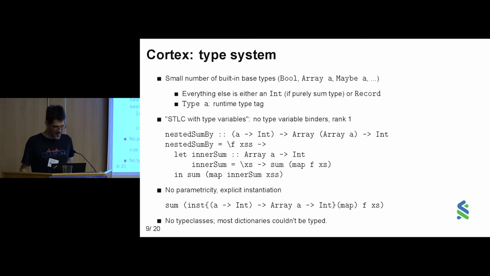Well, we have type A, which is like a runtime type tag. I've only put it here because some of the examples later on use it, so I wanted to make sure that it's not something surprising there.